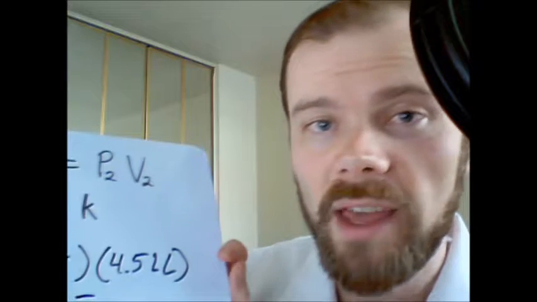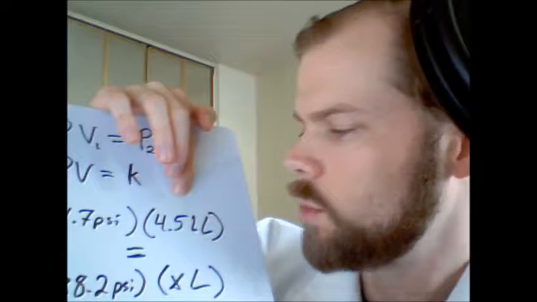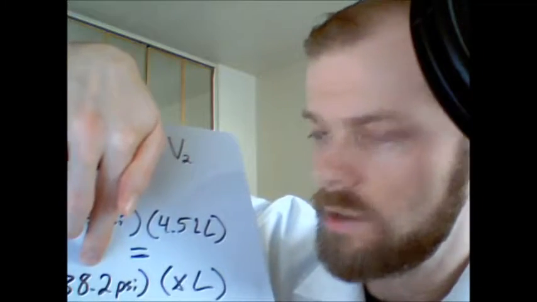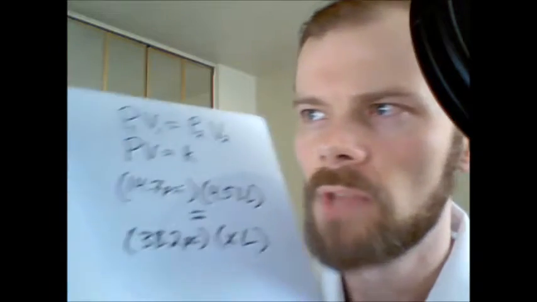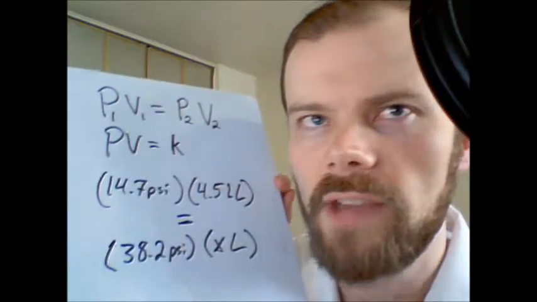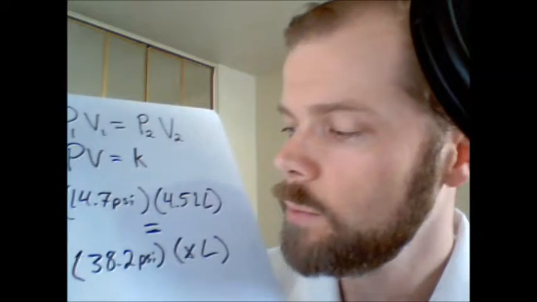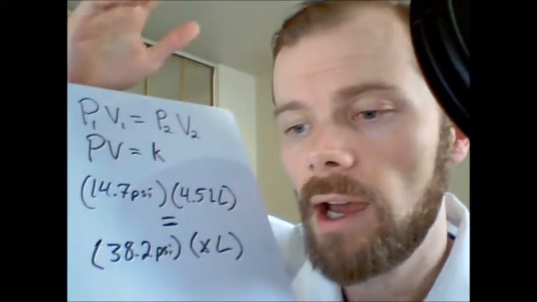This is the problem that I gave you last time, with 14.7 psi times 4.51 liters, 38.2 psi on the other side, and some unknown quantity of liters here. So what's happening is we have 4.51 liters of gas, and we're not sure what will happen to the volume when we increase the pressure from 14.7 psi, which is atmospheric pressure.